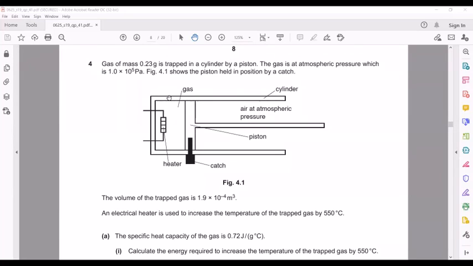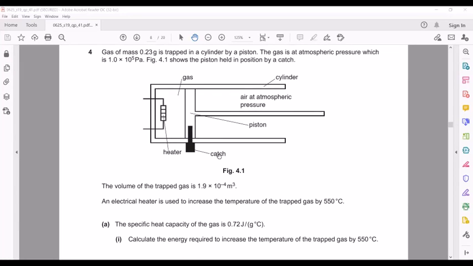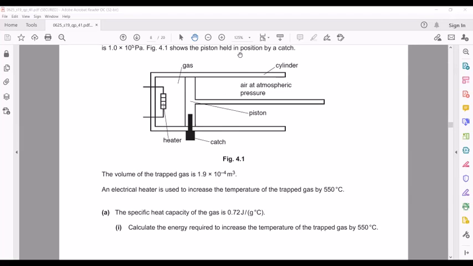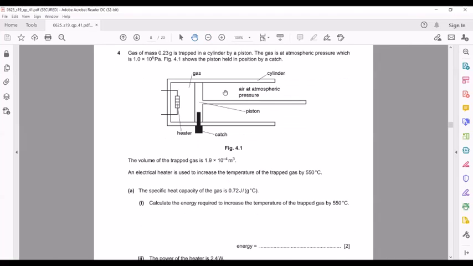In this question, a gas of mass 0.23 kilogram is trapped in a cylinder by a piston. The gas is at atmospheric pressure, which is 1 exponent 5 Pascal. Figure 4.1 shows the piston is held in position by a catch which is stopping the piston. The volume of the gas trapped is 1.9 exponent minus 4, that's the initial volume.